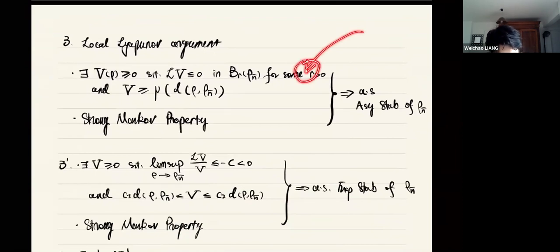The third step is we want to use the local Lyapunov argument to show the asymptotic stability of the target state. We suppose there exists a candidate Lyapunov function. It's positive. And we assert that the infinitesimal generator of the Lyapunov function is negative in some neighborhood of the target state. And this function is bounded by a non-decreasing positive function of the distance between the actual state and the target state. And just by applying the strong Markov property, we can show that the target state is almost surely stable.